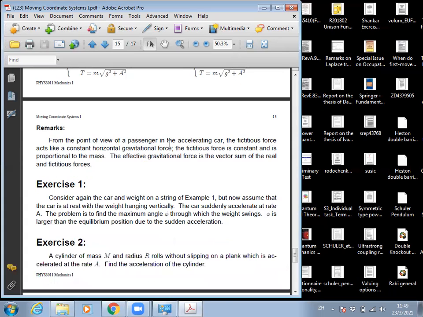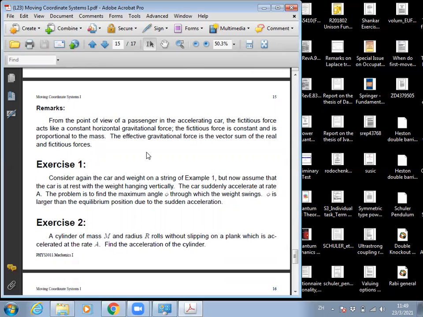Now I will come back to this point very soon. Now here is an exercise. Consider again the car and weight on a string of example 1, but now assume that the car is at rest with the weight hanging vertically. Then this car starts to move and suddenly accelerates at rate a. Here's the problem: find the maximum angle phi through which the weight swings.